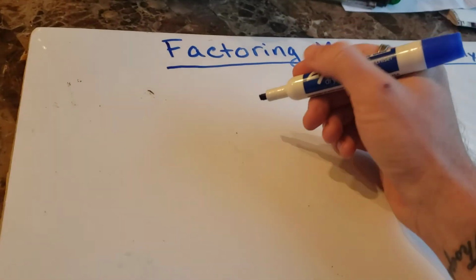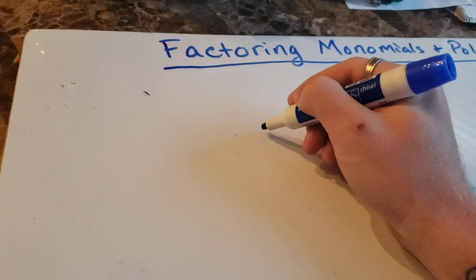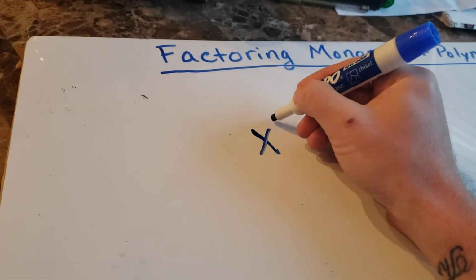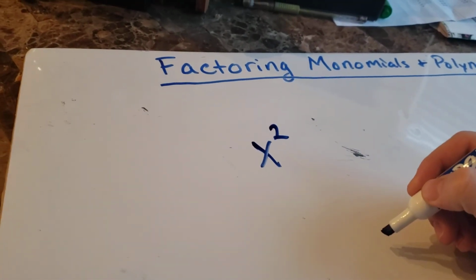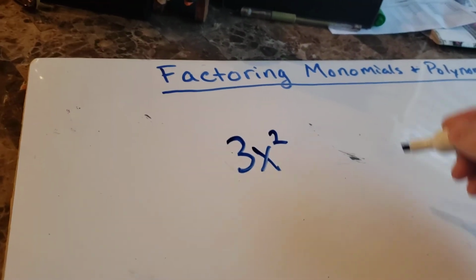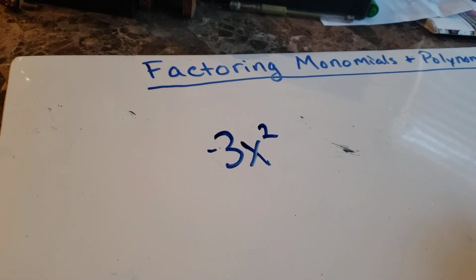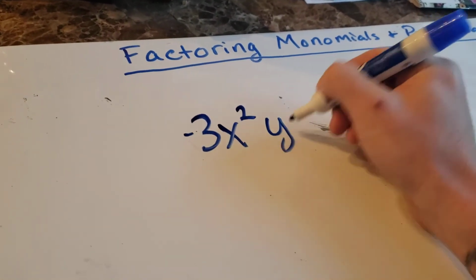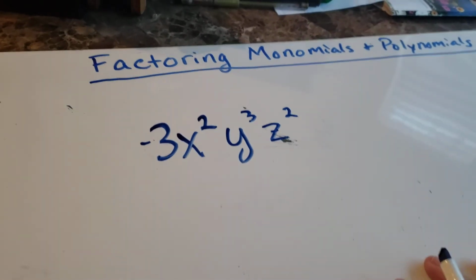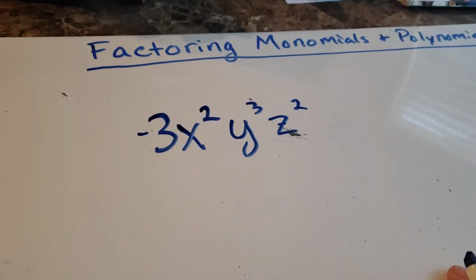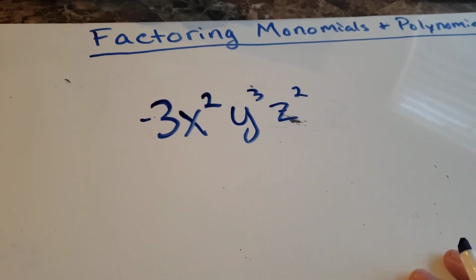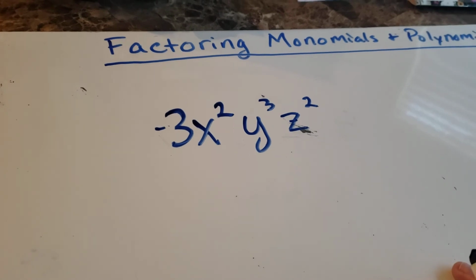All right, so if I just started off with an expression x, that is a monomial. If I add a squared to it, still a monomial. If I add a coefficient to it, still a monomial. If I add a negative, still a monomial. I can add more variables, and this is still a monomial. What changes an algebraic term from a monomial to a polynomial is multiple addition or subtraction signs.